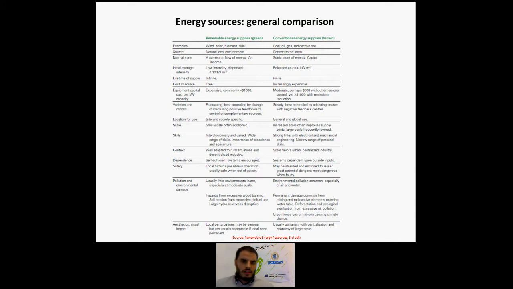Now, the sources, well, in the case of the renewable energy supplies, it is the natural local environment, and in the case of conventional energy, it is a concentrated stock. Well, the normal state of renewable energies is a current or flow of energy, an income, while conventional energy is a static store of energy, capital.